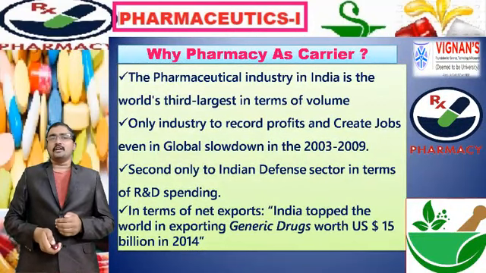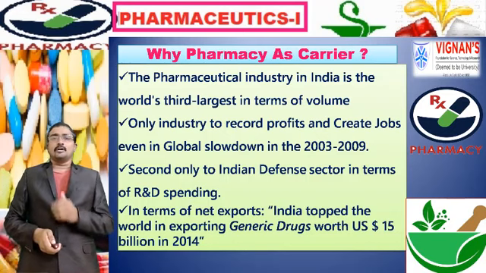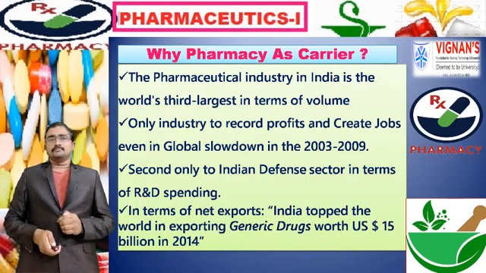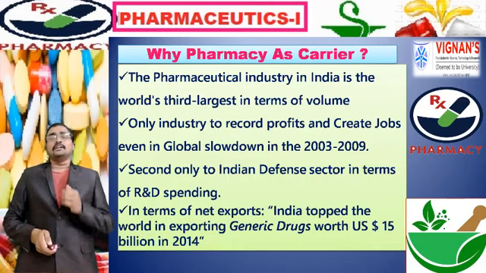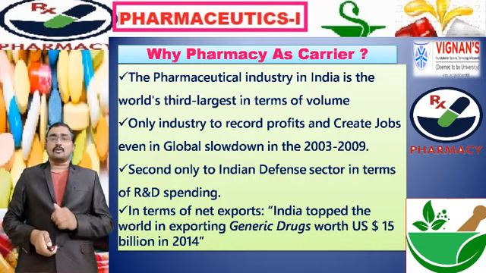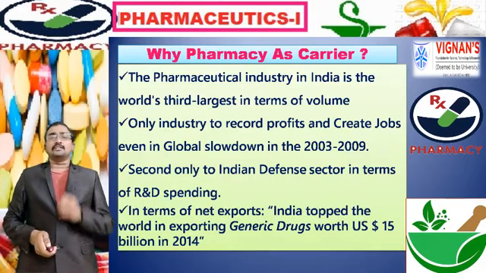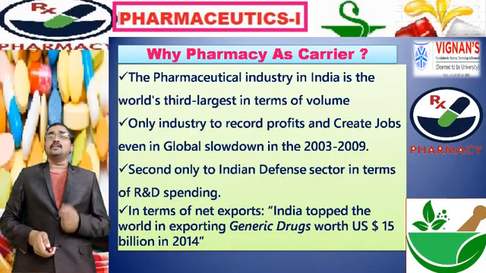The pharmaceutical industry in India is the third largest in the world in terms of volume. If you compare worldwide, the Indian pharmaceutical industry is the third largest in terms of volume. It is the only industry to record a profit and create great jobs even in a global slowdown. In the period of 2003 to 2009, Indian records show profits and no losses, because of the global slowdown in other countries, but India recorded profits and created new jobs during the global slowdown of 2003 to 2009.